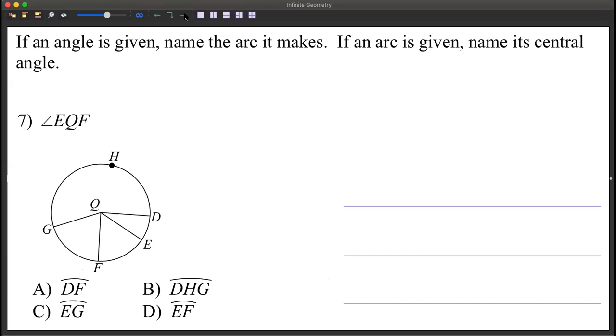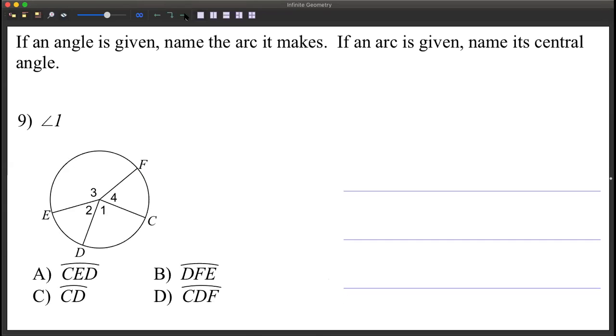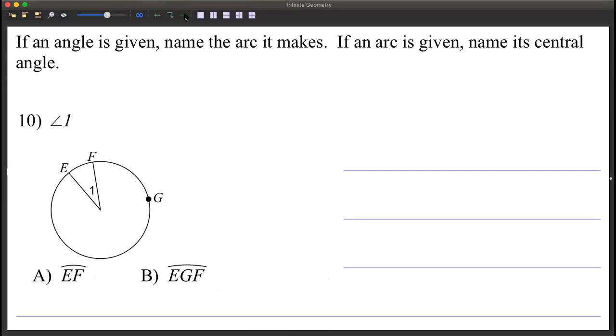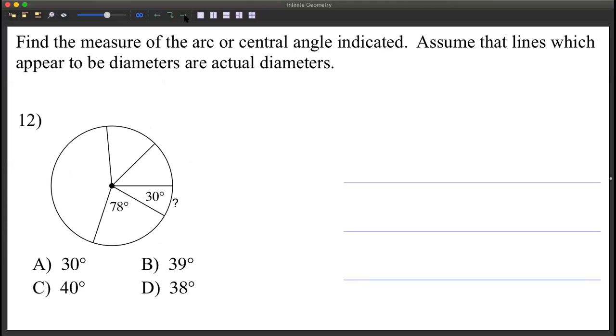And then let's fast forward. Okay, then we're eventually going to get to measurements. So here they gave you the arc is 135, so its central angle is just 135. So you're going to have a bunch that are super easy like that. So here they gave you the angle is 30. They're saying, okay, what's the arc? 30. They're the same as each other, so nice and easy.